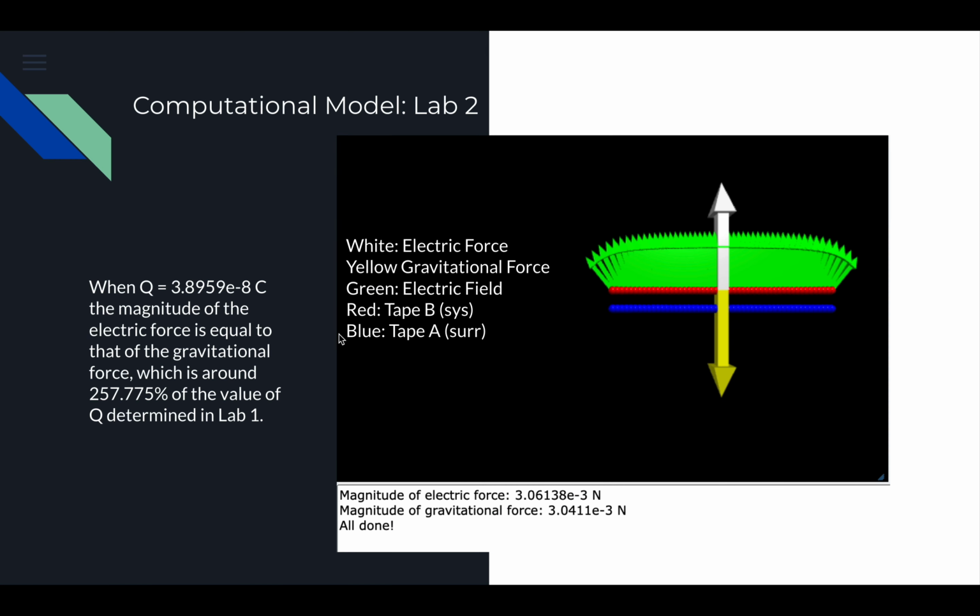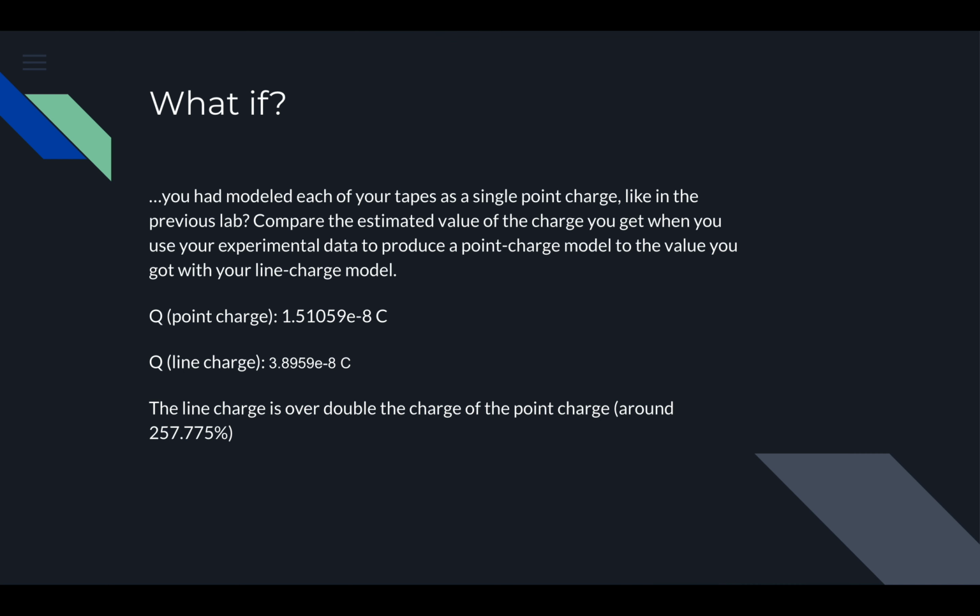Here's the computational model produced by lab 2. We found that Q is equal to 3.8959 times 10 to the negative 8 coulombs. And when it is equal to this, the magnitude of the electric force is equal to that of the gravitational force, which is around 257.775% of the value of Q determined in lab 1.